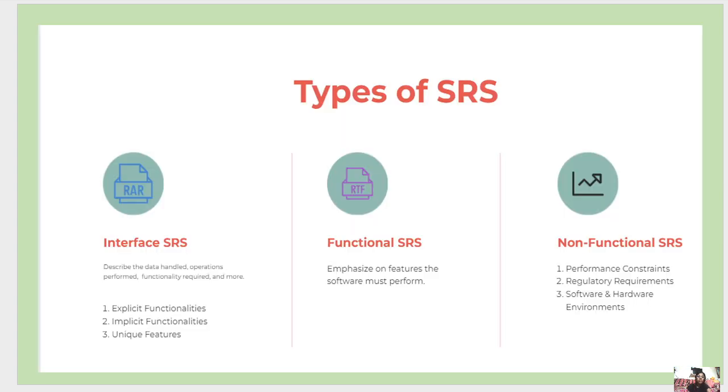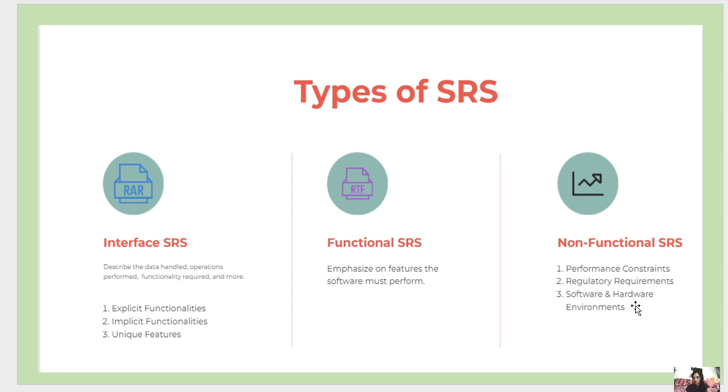Next, types of SRS document. We have interface SRS. This describes the data handled, operation performed, the functionality requirement, and more. The functional SRS, sorry, it contains most detailed features of the software platforms or the operating systems you are using. Then the network speed. So this thing will be there in the functional SRS.